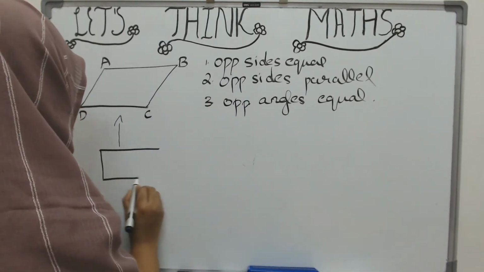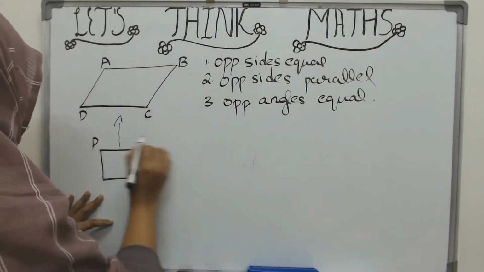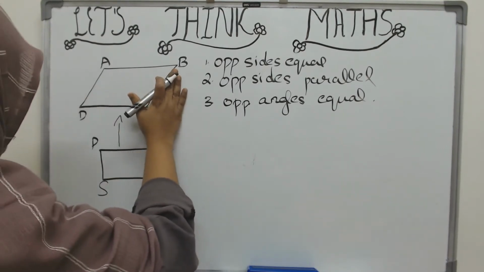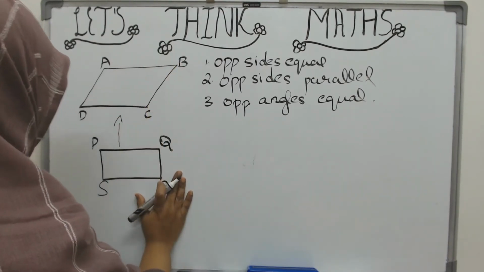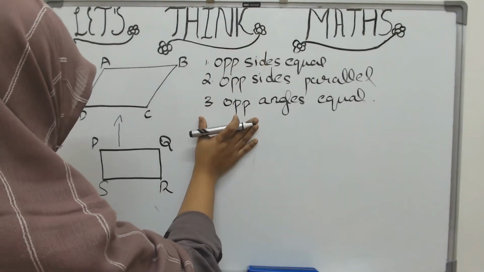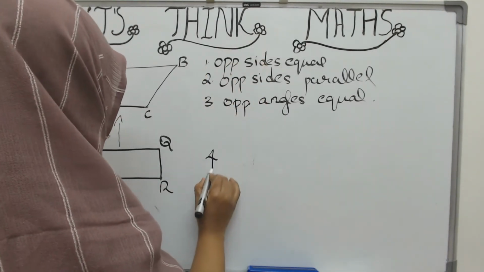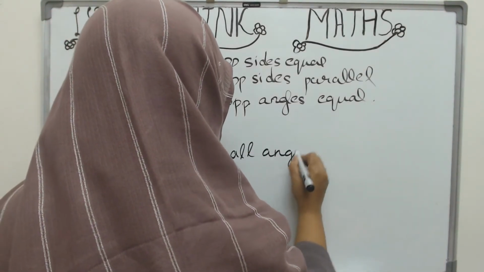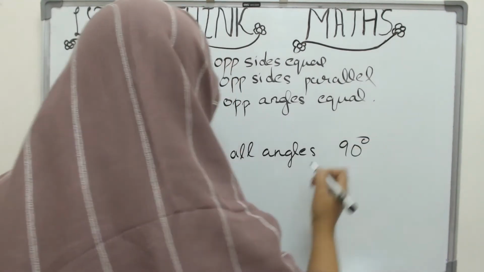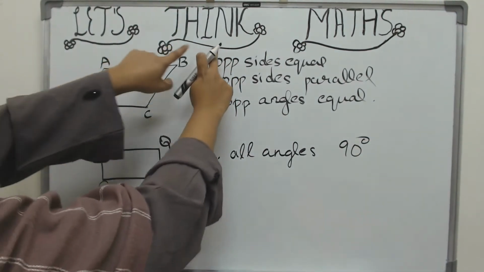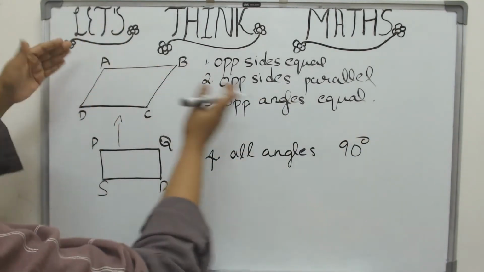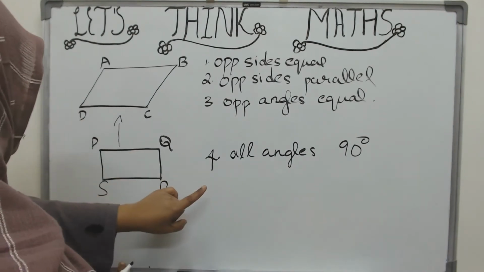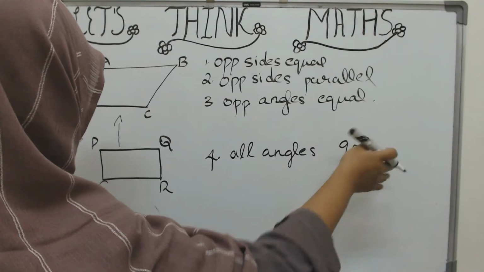What is that? For any parallelogram PQRS to be a rectangle, it will, of course, satisfy all these conditions, plus it has to satisfy a fourth condition, which is that all angles are 90 degrees. So a parallelogram just has to satisfy these three conditions. That is enough. It will be a parallelogram. But if it has to be a rectangle, it has to satisfy one more condition. All angles have to be 90.